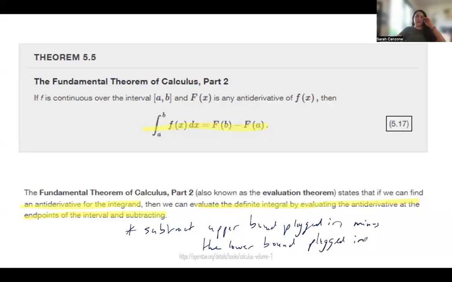And be very careful when you're plugging in the lower bound if you have multiple terms in your function that you put parentheses, because you need to subtract the entire thing, not just the first term. So make sure you're always using parentheses unless you are integrating a single term, then it doesn't necessarily matter. It doesn't hurt, but it doesn't matter. So this is the fundamental theorem of calculus part 2.